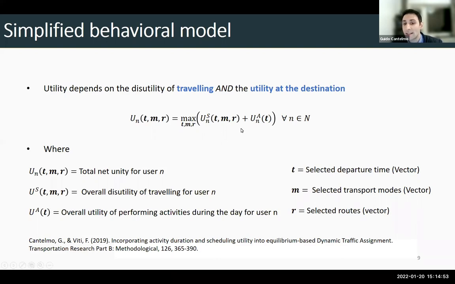And the other term is the disutility of travel, which is basically the negative effect of traveling at some time during the day. And the nice thing is that the disutility of traveling doesn't depend only on the time of the day, of course, but also on the mode of transport and on the route choice. So in a natural way, the utility function allows us to expand from activities to many other levels of the choice dimension. So in one simple function, we have route choice, mode choice, and departure time choice. So we can actually measure changes in travel behavior, in the reaction of the users, at many different levels.